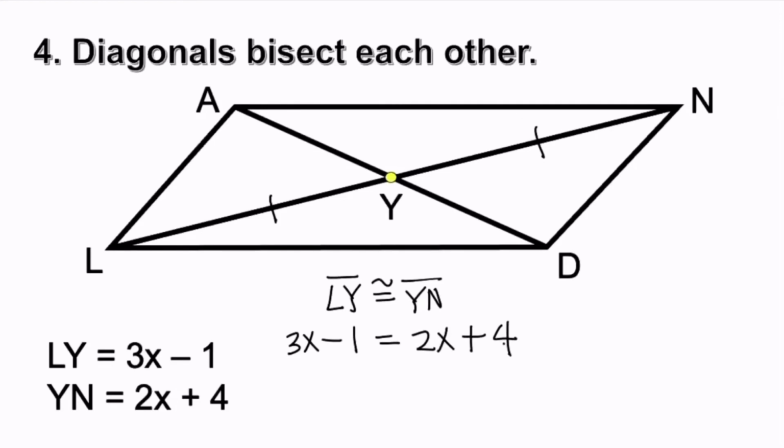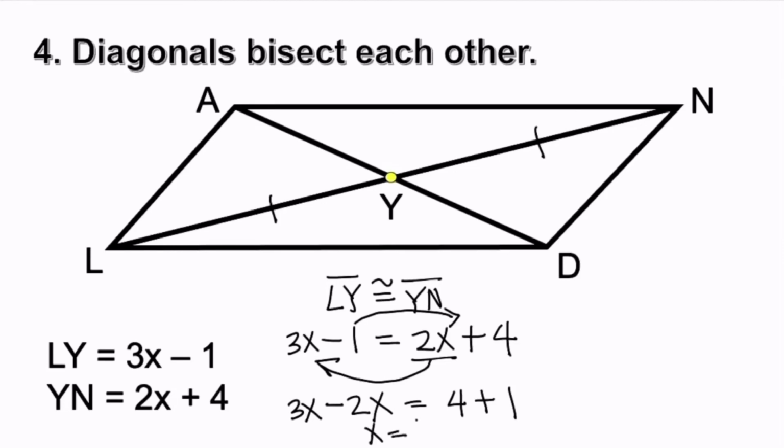So, i-combine natin ang mga similar terms. Paano? Itong 2x, ilipat natin sa kapareho niyang term. So, magiging 3x minus 2x. At itong negative 1, ilipat natin sa kabila. Kaya magbabago ang kanyang sign. So, ito ay 4 plus 1. O simplify na natin para ma-solve ang value ng x. So, 3x minus 2x equals x. 4 plus 1 equals 5. Ito ngayon ang value ng x.